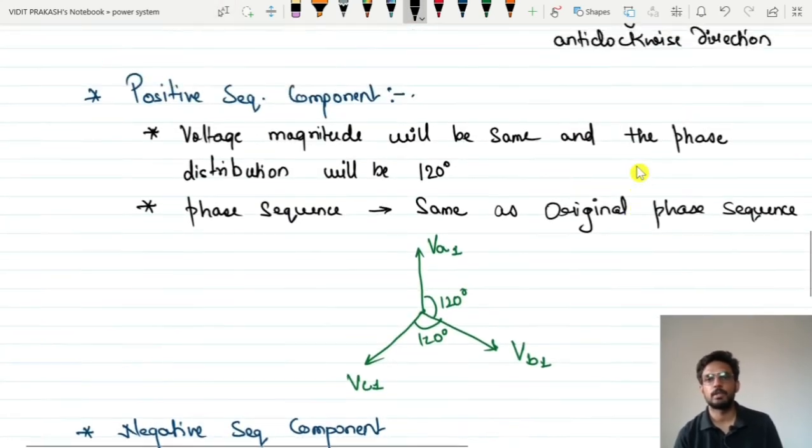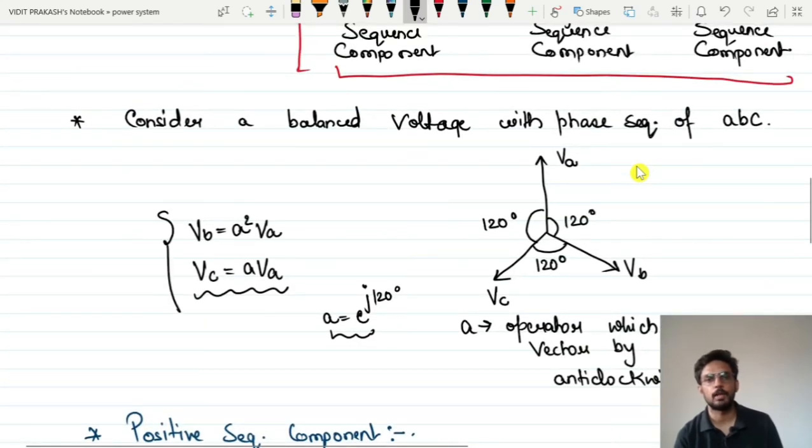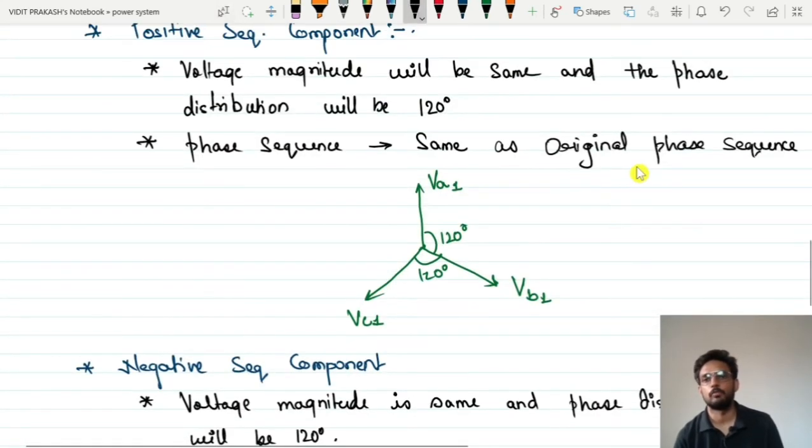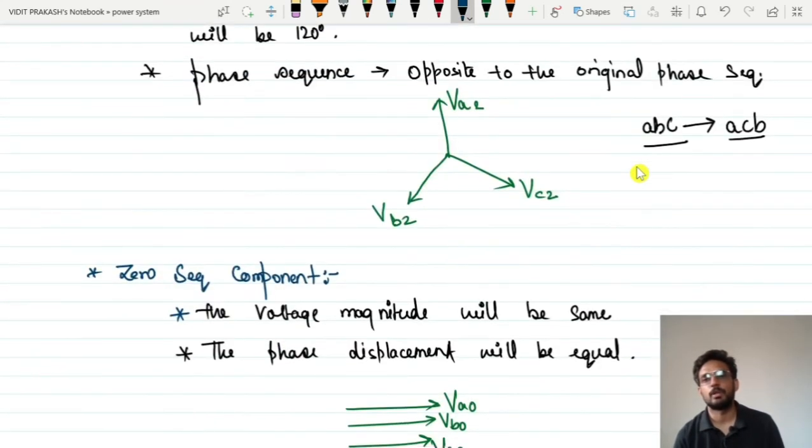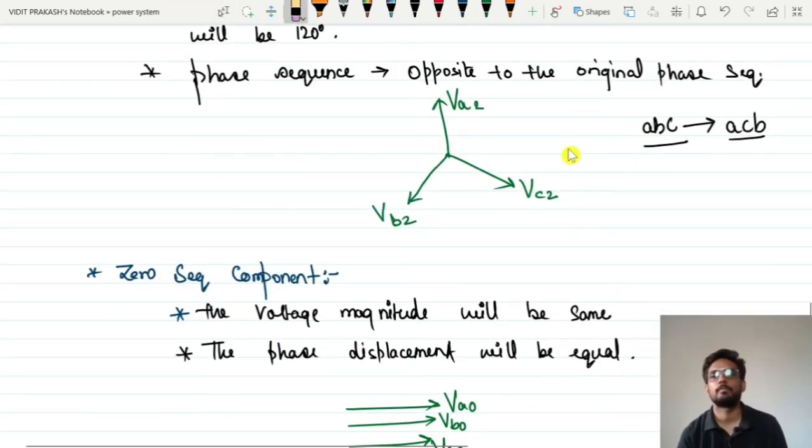Now, if I write the voltage relation with the help of operator A, then what will be all the three voltages we get here? That is VA1. This is the first voltage. The next voltage is VB1, which is nothing but A square VA1, and third is VC1, which is A VA1. In the same way, what are the three voltages we will get here?